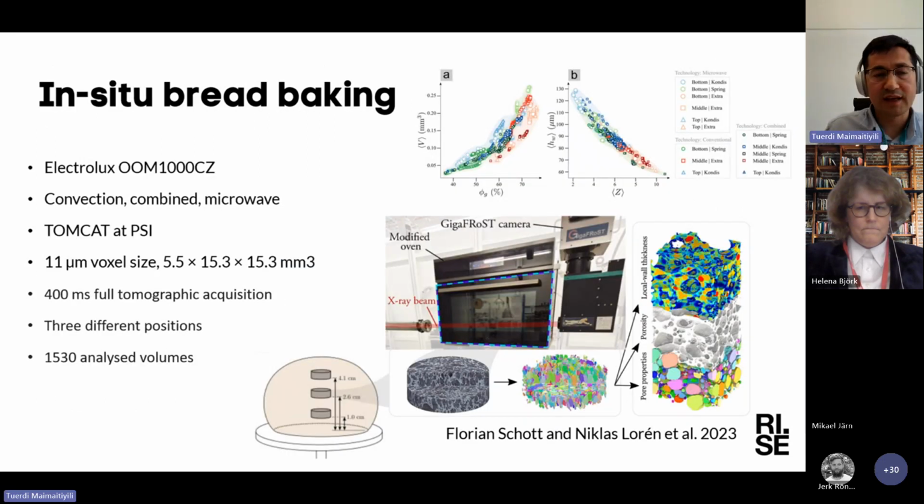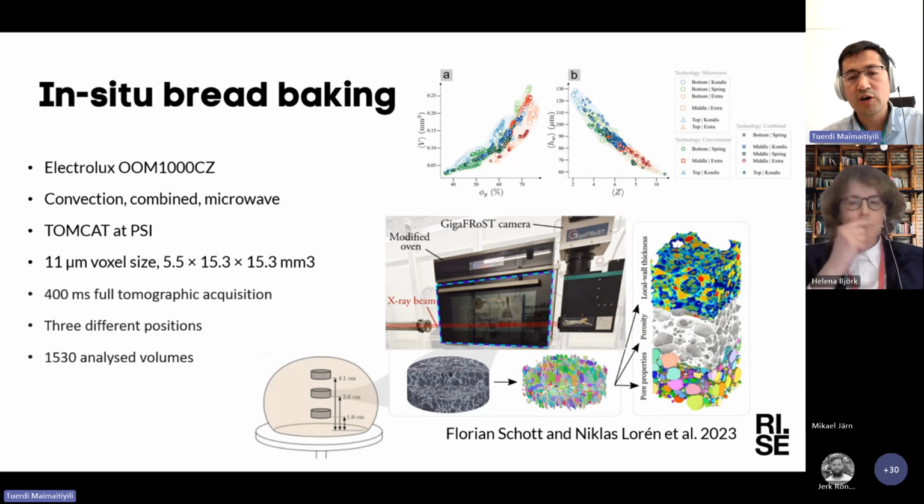And last thing, as mentioned before, the sample environment and the fast measurement is a really big advantage of the LSRI. And this is an example from the work done by Niklas. In this case, what they did was they modified a commercial Electrolux micro-oven to make it suitable for X-ray measurement. And then they did this in situ bread baking to follow how different ingredients of the bread and also how different baking conditions will lead to different types of microstructure.